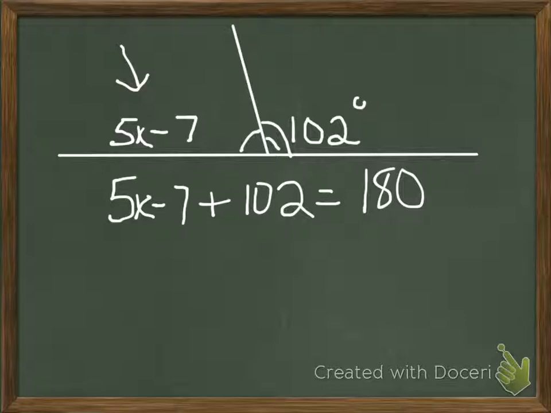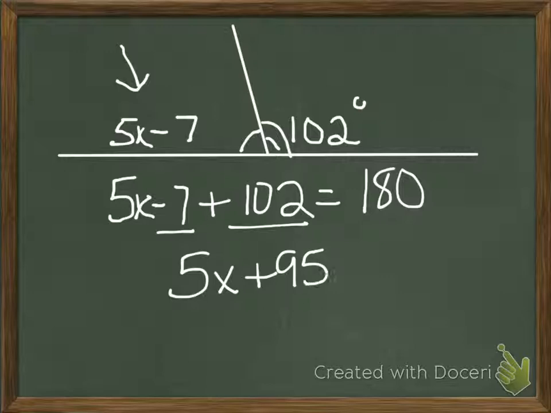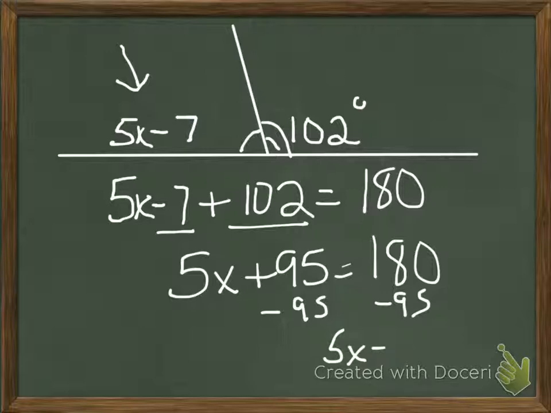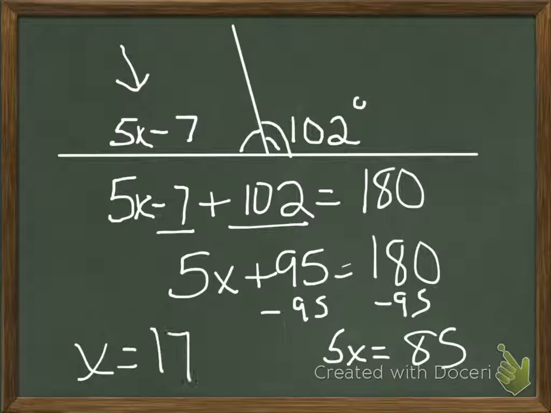Now, we just have one step to do before we get to our two-step equation. It's your favorite thing to do, combine your like terms. So, 5x, and then negative 7 plus 102, alright, 102 minus 7 is 95, and it equals 180. Now we'll subtract 95 from each side. 5x equals, I believe that's 85. Divide by 5, and x equals 17.